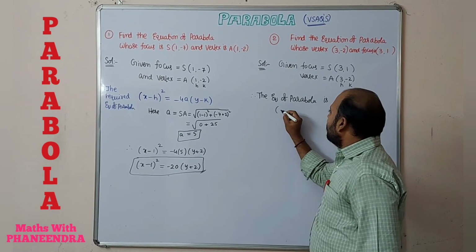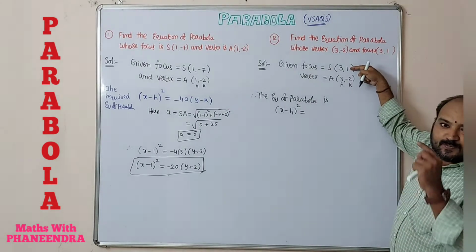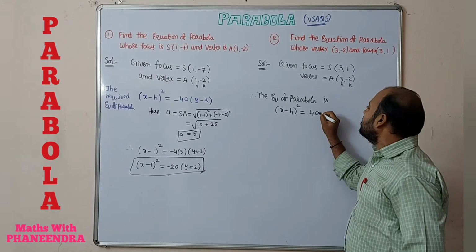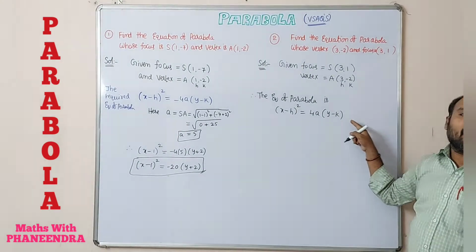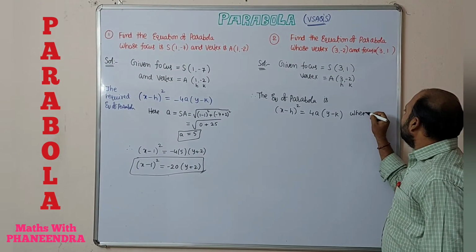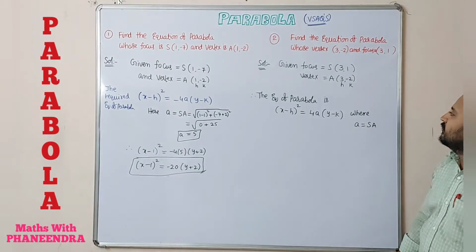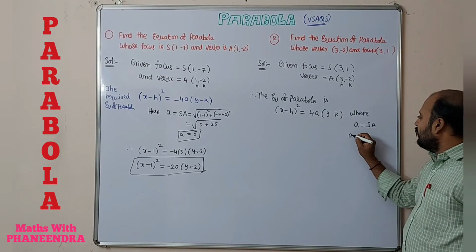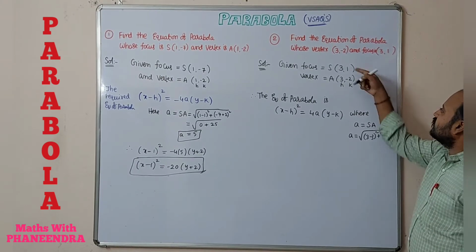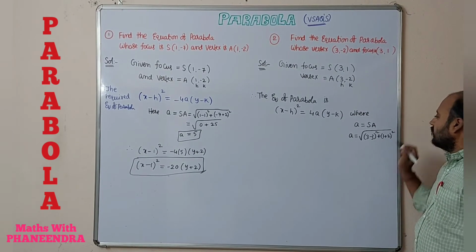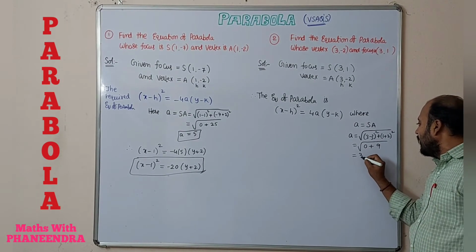is x minus h whole square is equal to, focus y coordinate is positive here, so plus 4a only we are writing, into y minus k. x minus h whole square equal to plus 4a into y minus k, where small a is equal to capital SA, distance between S and A. So small a is equal to square root of 3 minus 3 whole square plus 1 minus of minus 2, that is 1 plus 2 whole square, which is equal to square root of 0 plus 3 square is 9, which is equal to 3.